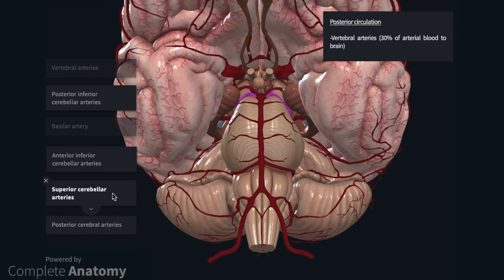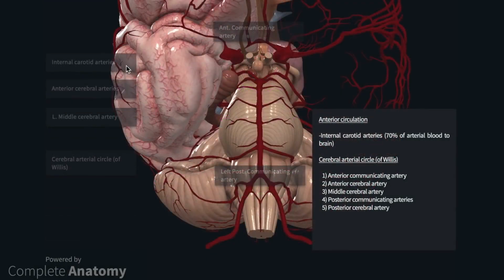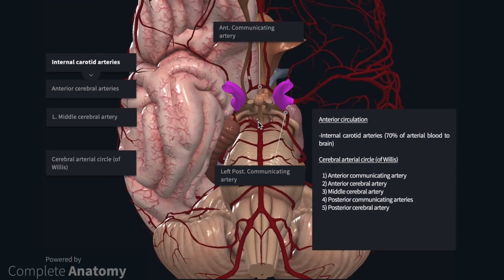The superior cerebellar arteries supply the anterior lobe of the cerebellum. I will discuss the territories of the posterior cerebral artery with the other cerebral arteries later on in this video. The internal carotid arteries and the associated branches form the anterior circulation.